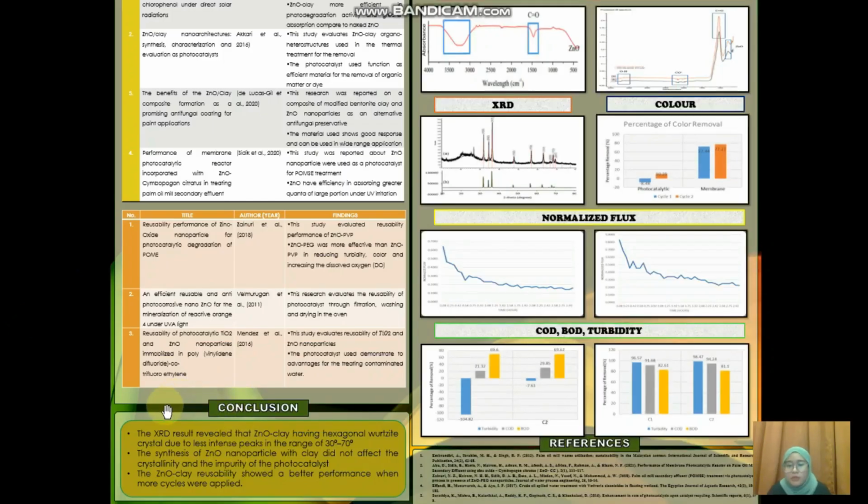Okay, next I will move to the conclusion. So the XRD result revealed that zinc oxide clay has a hexagonal wurtzite crystal due to less intense peaks in the range of 30 degrees to 70 degrees. The synthesis of zinc oxide nanoparticles with clay did not affect the crystallinity and the impurity of the photocatalyst, and the zinc oxide reusability shows a better performance when more cycles were applied.